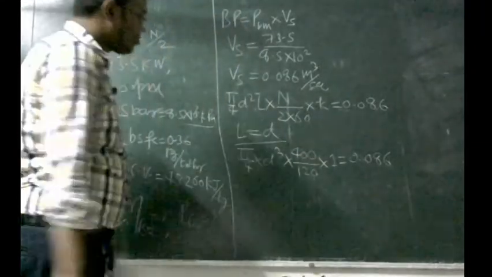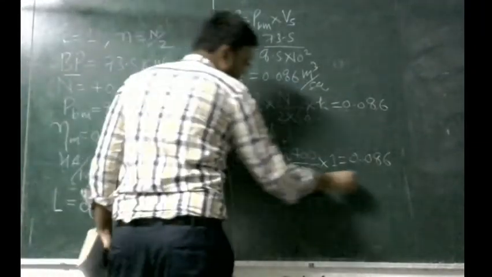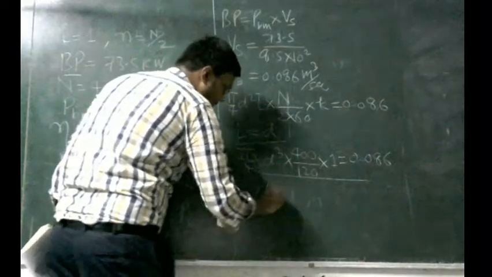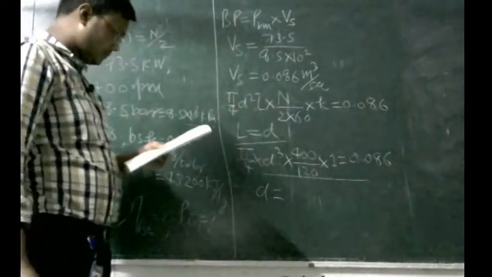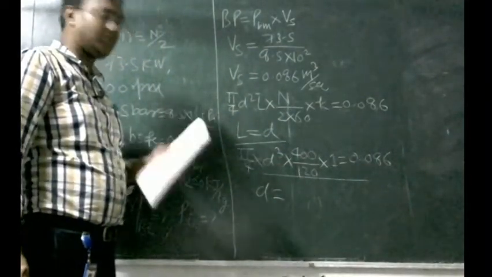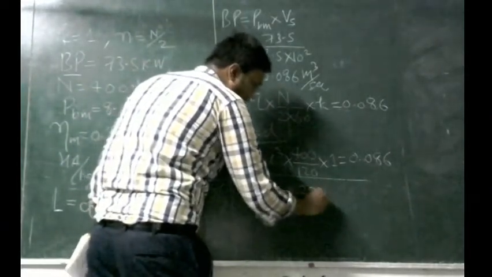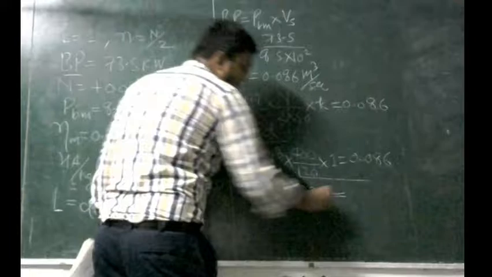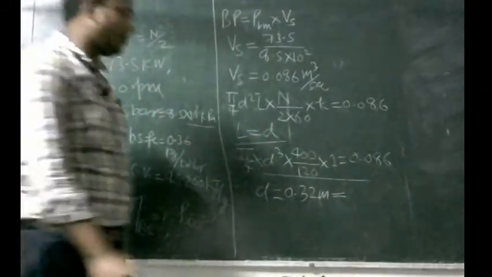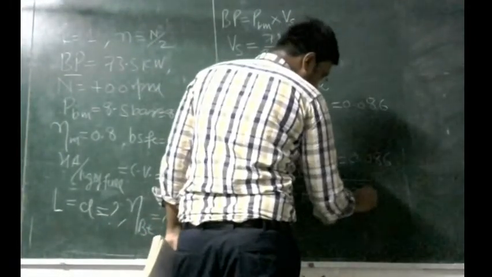Okay. So when we calculate from this equation, we get the value of D equal to 0.32 meter. This is in meters, and if you convert it to centimeters, it becomes equal to 32 centimeter.